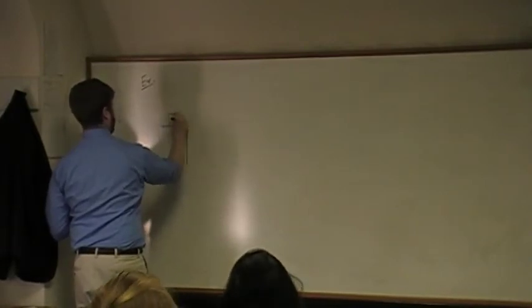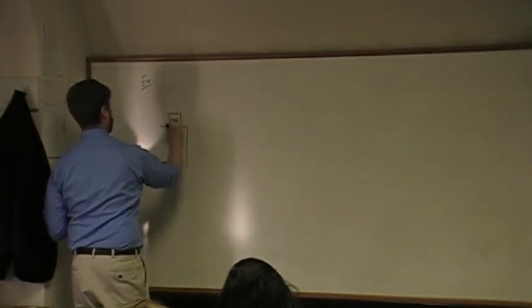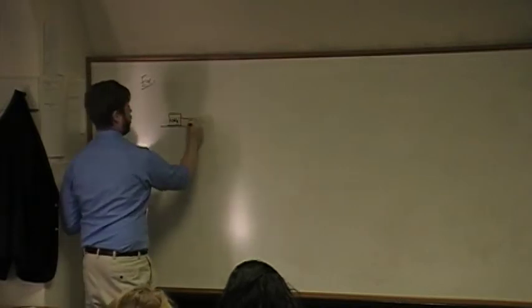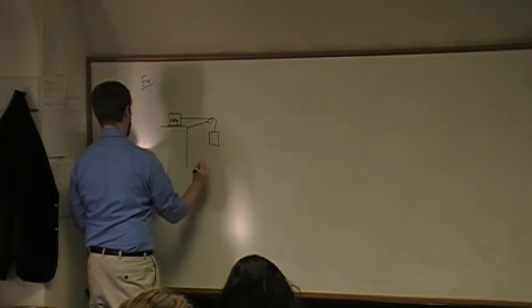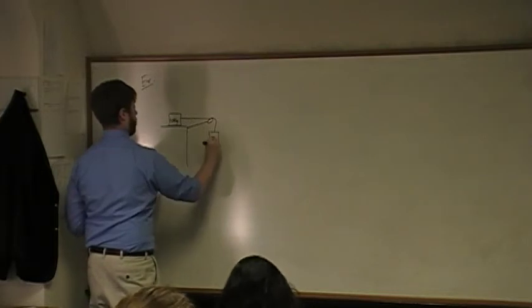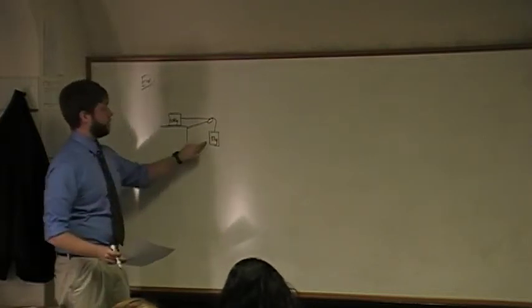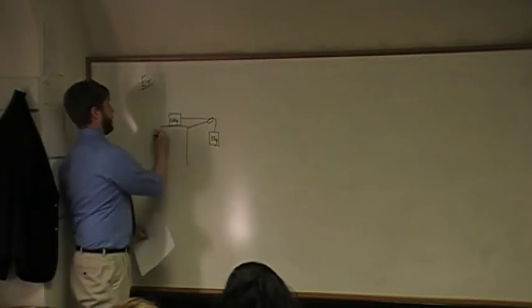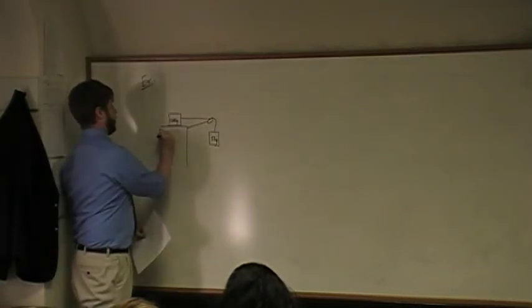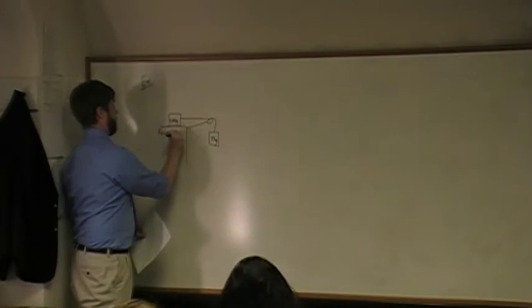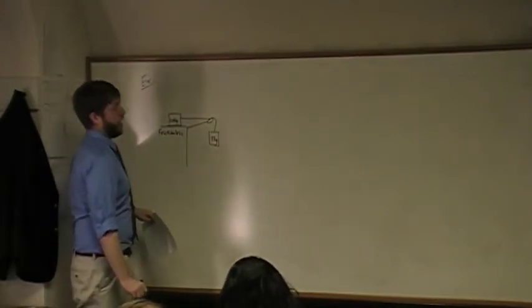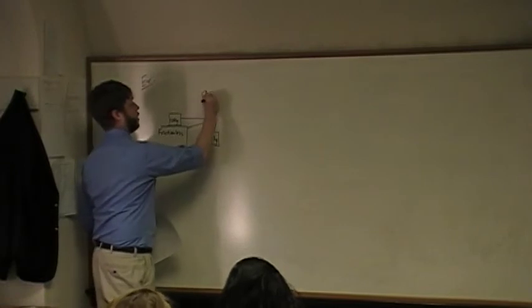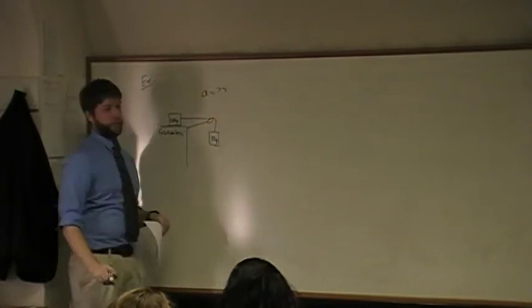So we have a 10 kilogram mass. It is attached over a massless, frictionless pulley of 5 kilograms. So we have a 10 kilogram mass, we have a 5 kilogram mass, and this is a frictionless surface. Okay? I want you guys to find the acceleration of the system.